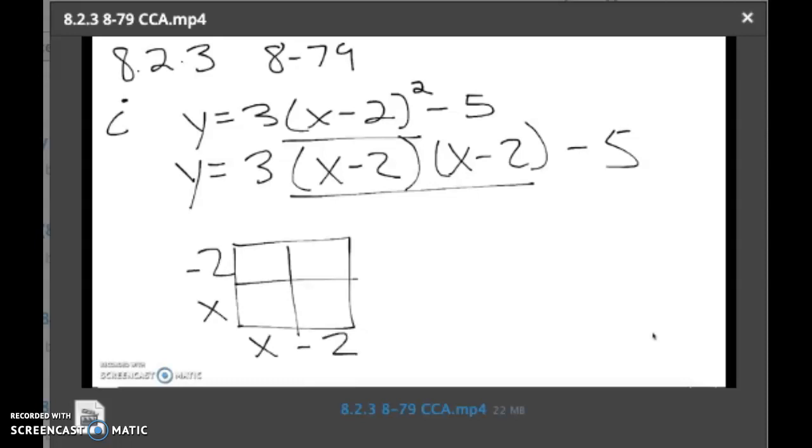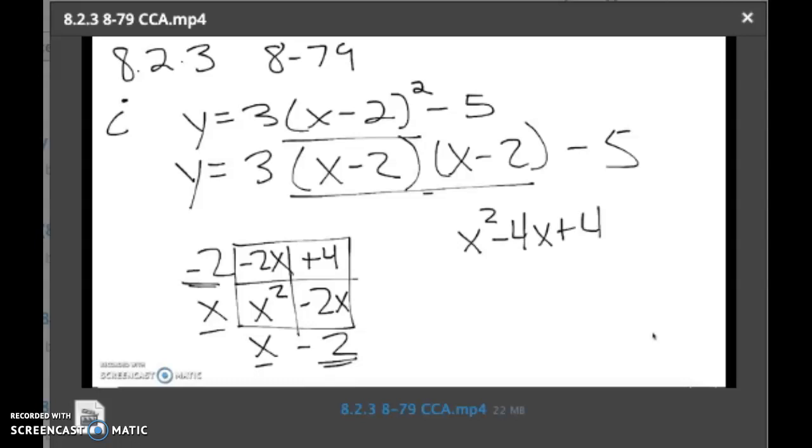No diamond. So here I have x times x, that gives me x squared. x times negative 2 gives me negative 2x. And then x times negative 2 again, negative 2x. And then negative 2 times negative 2 gives me positive 4. So rewriting that piece, I have x squared minus 4x plus 4. And that was just this piece here that I have underlined. So out front, I still have this 3, and I still have this minus 5 at the end.